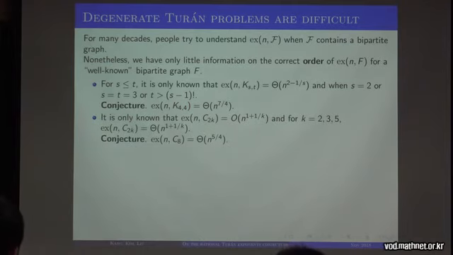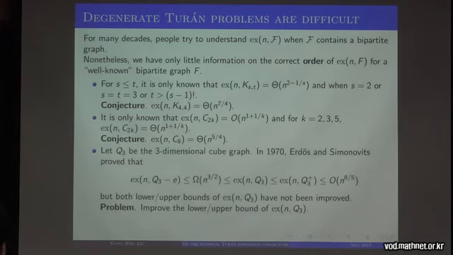For even cycles, it is only known that for k equal to 2, 3, or 5, the extremal number of C_{2k} has the order of n to the 1 plus 1 over k. And the smallest example that we don't know is the extremal number of the even cycle of length 8.